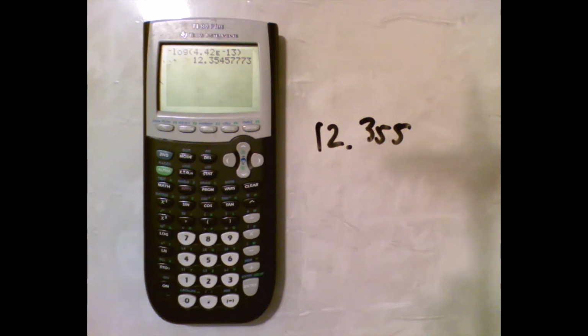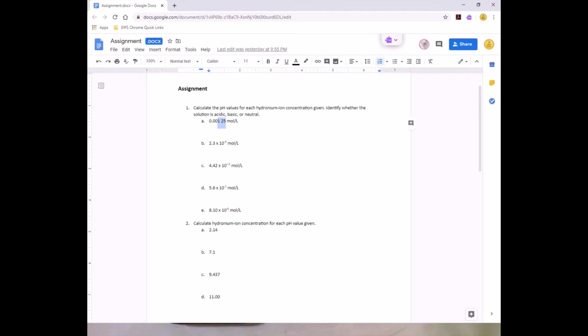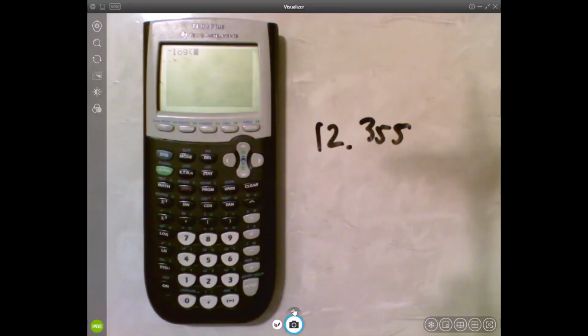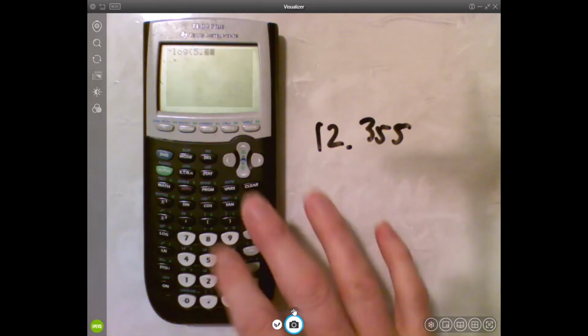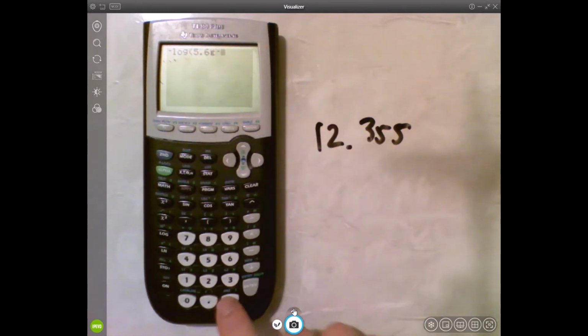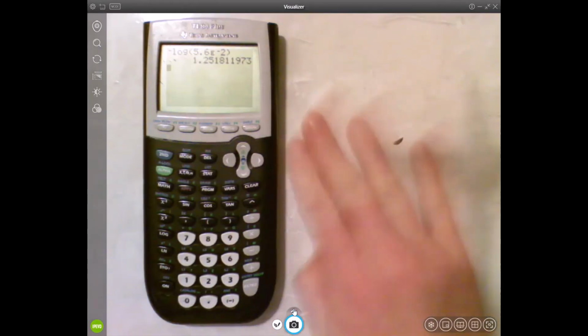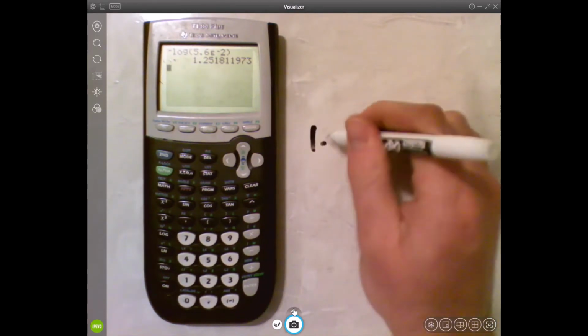And for the next one, we would go 5.6 times 10 to the negative 2, so negative log of 5.6 times 10 to the negative 2. Second comma, so E times 10 to the negative 2. And we will want 2 sig digs, that's 1.25.